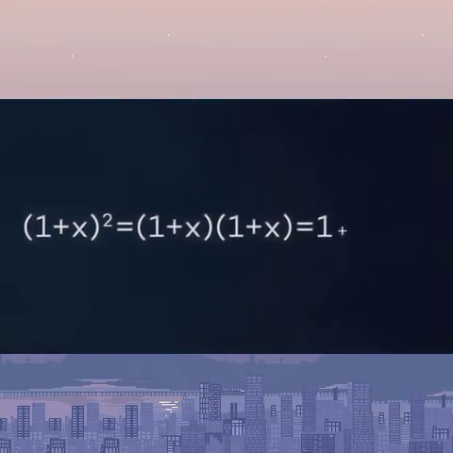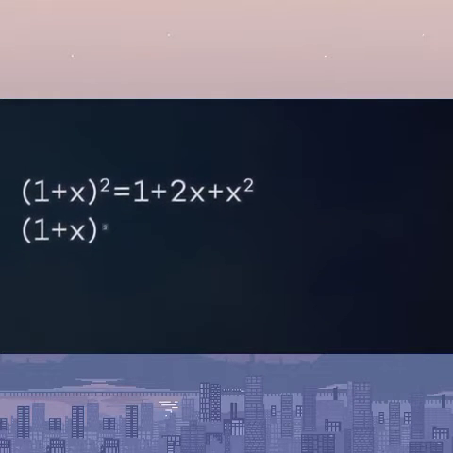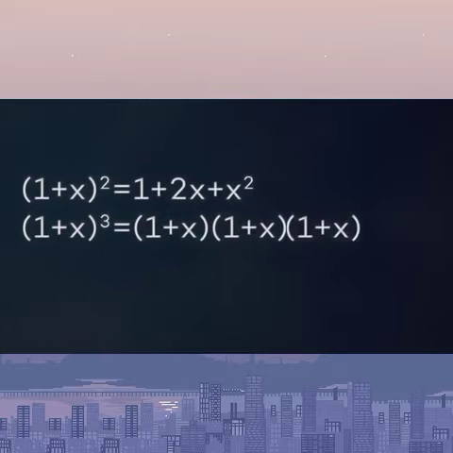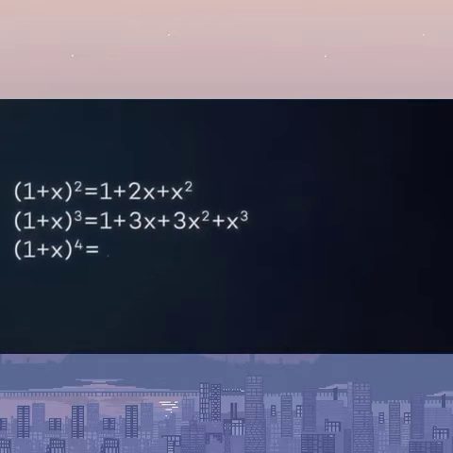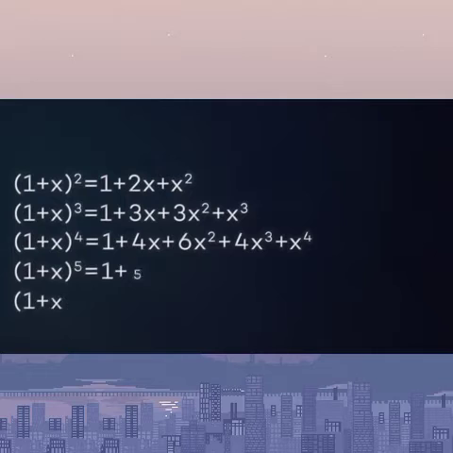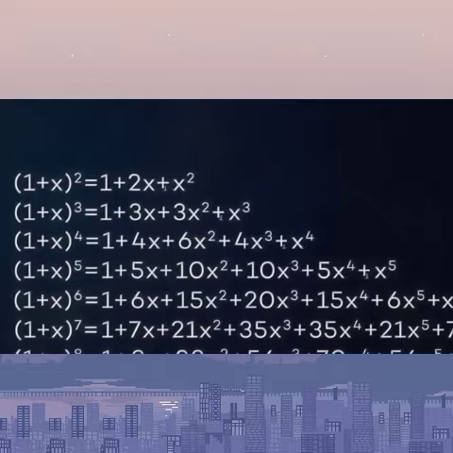You can multiply it out and get 1 plus 2x plus x squared. Or what about 1 plus x all cubed? Well, again, you can multiply out all the terms and get 1 plus 3x squared plus x cubed. And you could do the same for 1 plus x to the 4 or 1 plus x to the 5 and so on. But Newton knew there was a pattern that allowed him to skip all the tedious arithmetic and go straight to the answer.